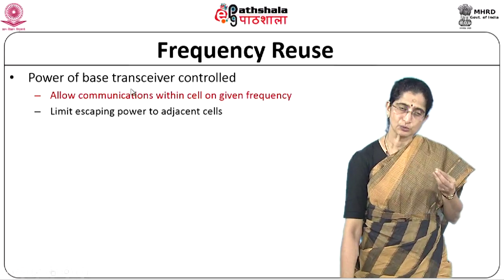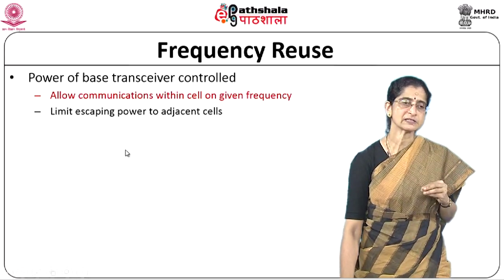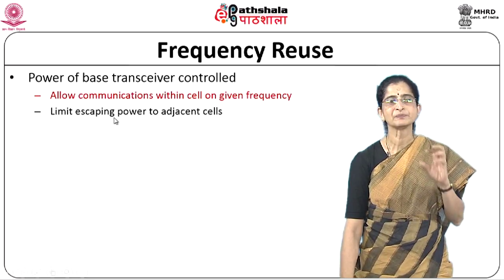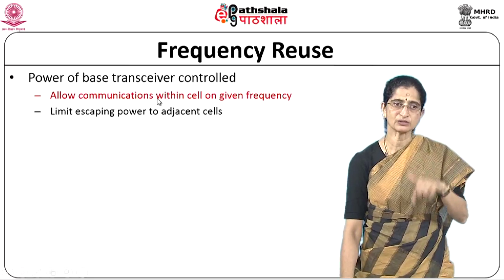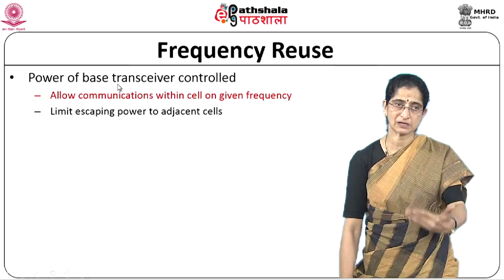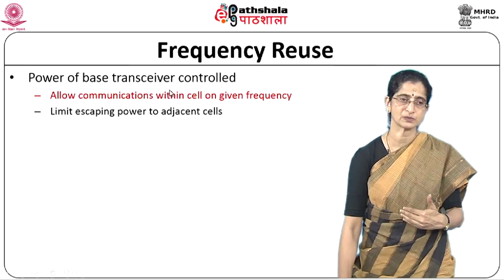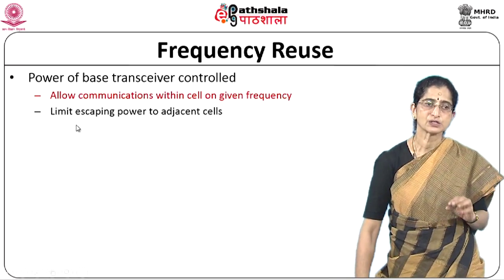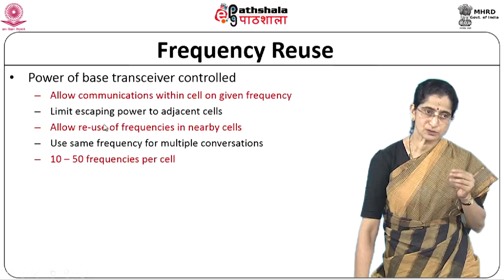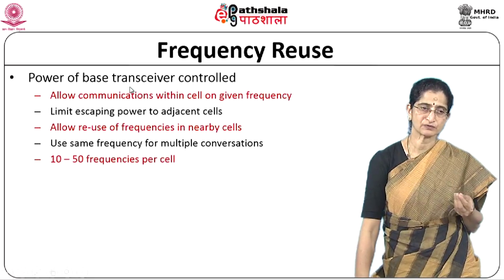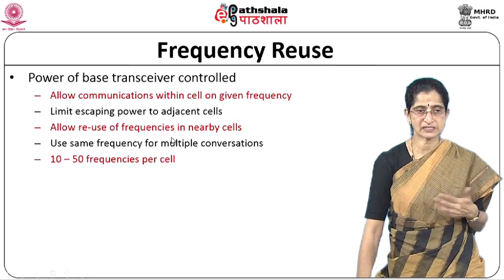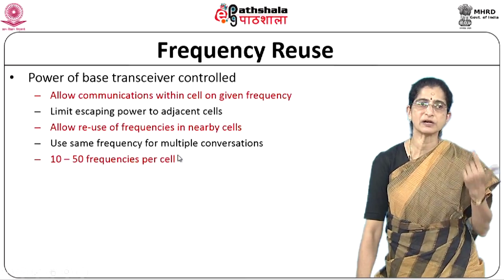So with frequency reuse, the points to remember are this. The power of the base transceiver will be controlled. Now, why should this be controlled? It is controlled such that it will allow communication within the cell on the given frequency. You also have to make sure that the power is not so high that it interferes with some other transmission taking place on the same frequency, in some other cell which is a little far away. So you have to limit the escaping power to the adjacent cells. That is something that you gain by having the power of the base transceiver in a controlled manner. And of course, this allows us to reuse the frequencies in nearby cells, so you can use the same frequency for multiple conversations.